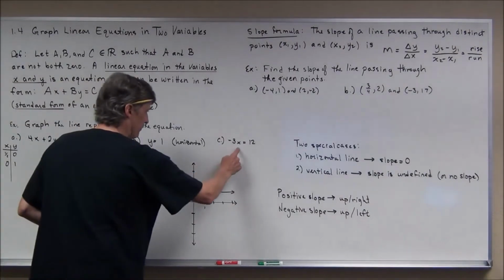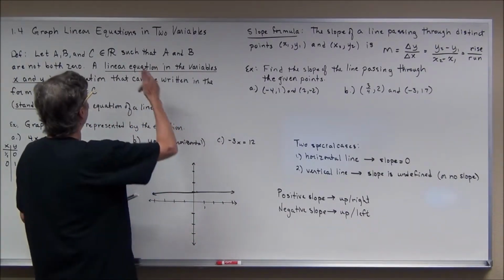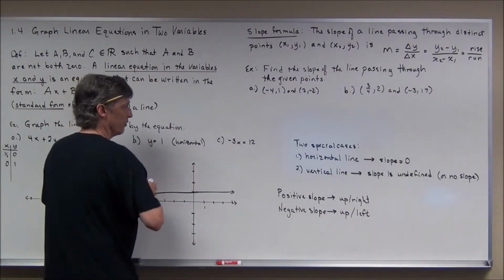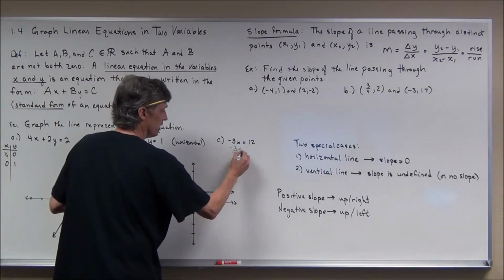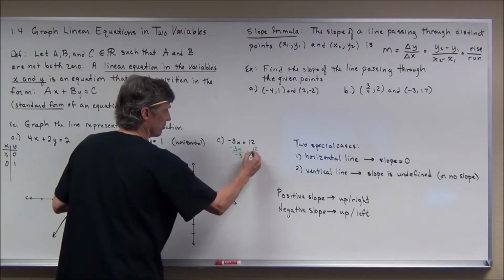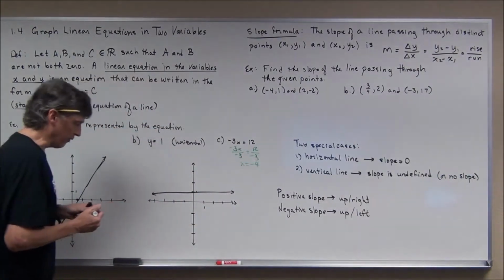If I want to graph this one here, it only has the variable x. In this case, b is 0, a is -3. I would probably go ahead and divide both sides by -3 just to write this with the variable isolated. And I have x equals -4.